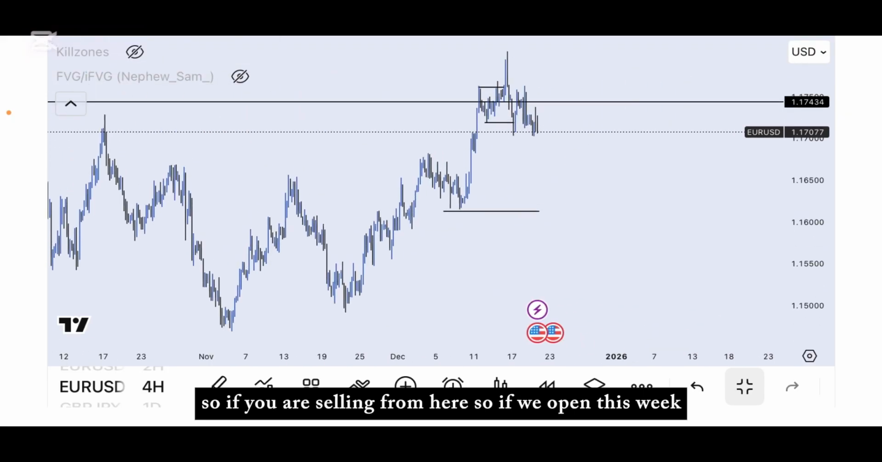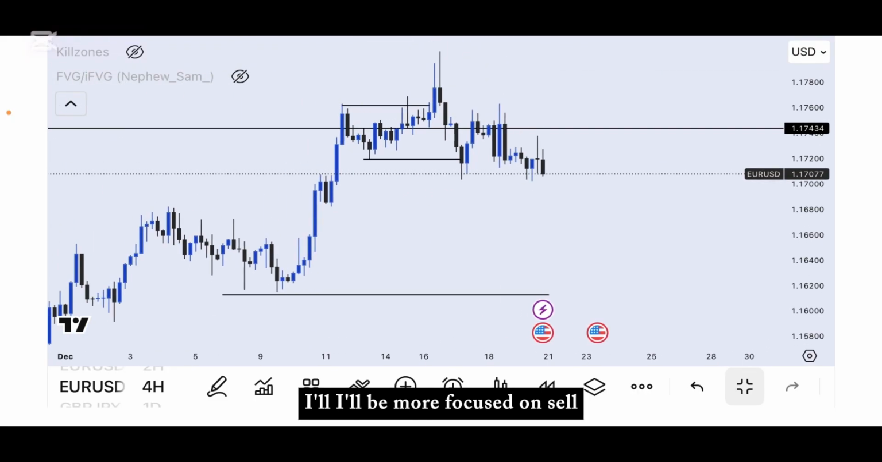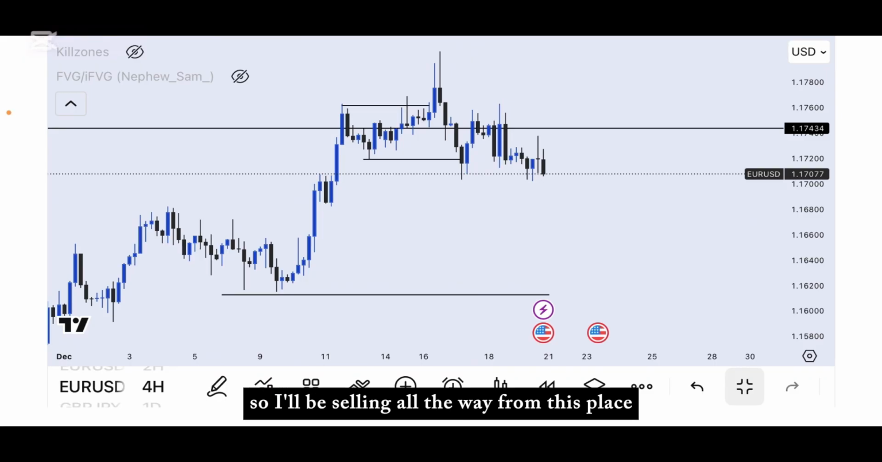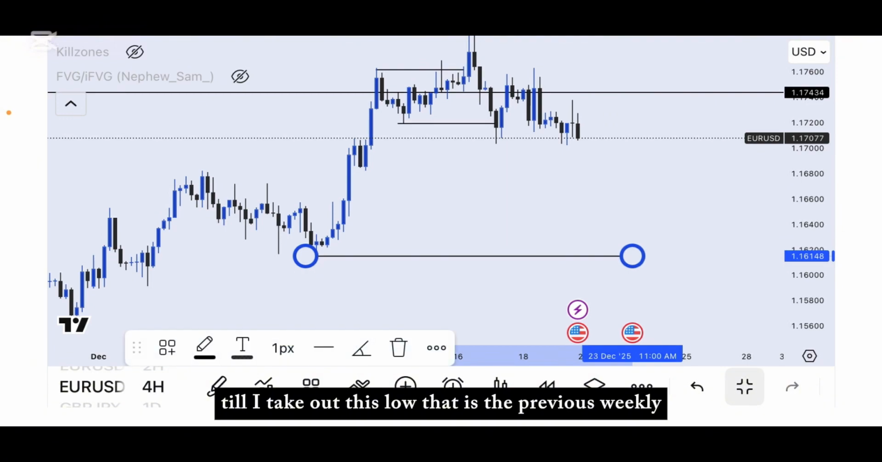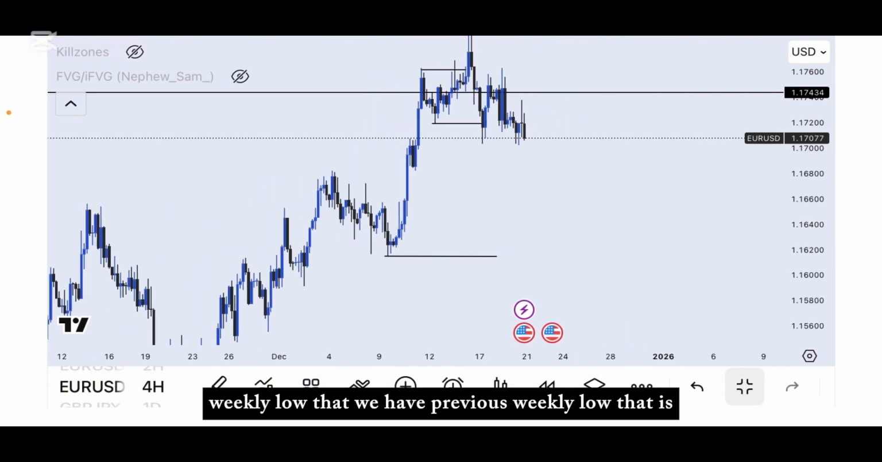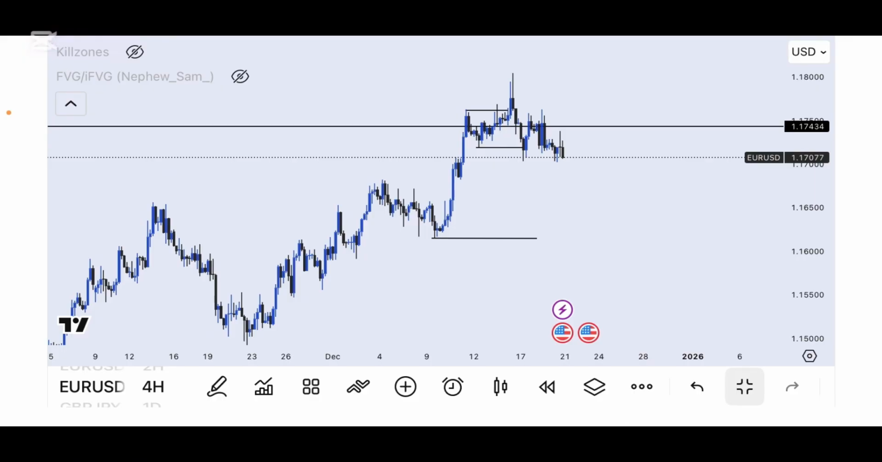So if we open this week, I'll be more focused on sells. I'll be selling all the way from this place until I take out this low. That is the previous weekly low that we have, the previous weekly low candle.